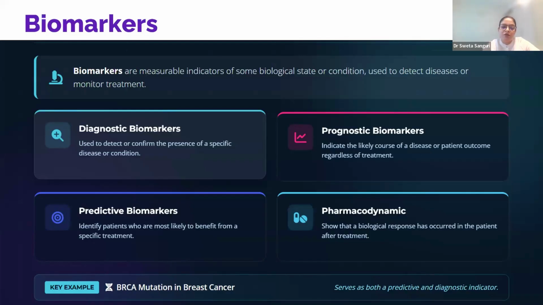So I'll give you an example here. For example, there is the BRCA mutation, which is extremely common in patients with breast cancer and ovarian cancer. So this can act as both a diagnostic marker and a predictive marker, which can help to guide the treatment decisions of a patient.